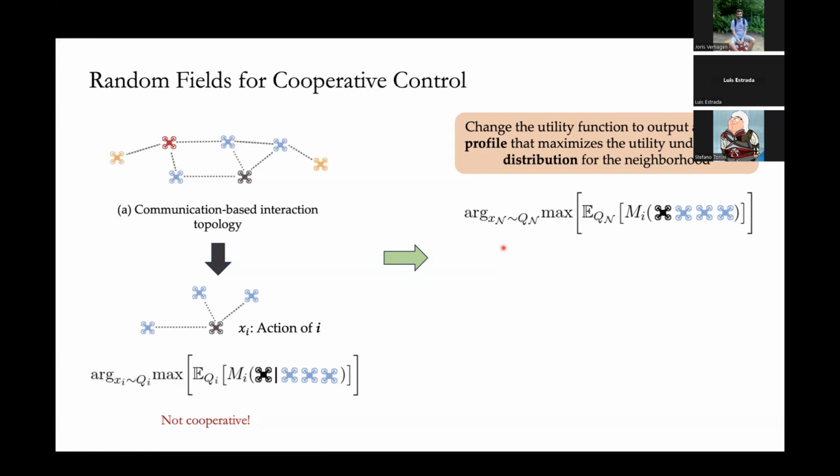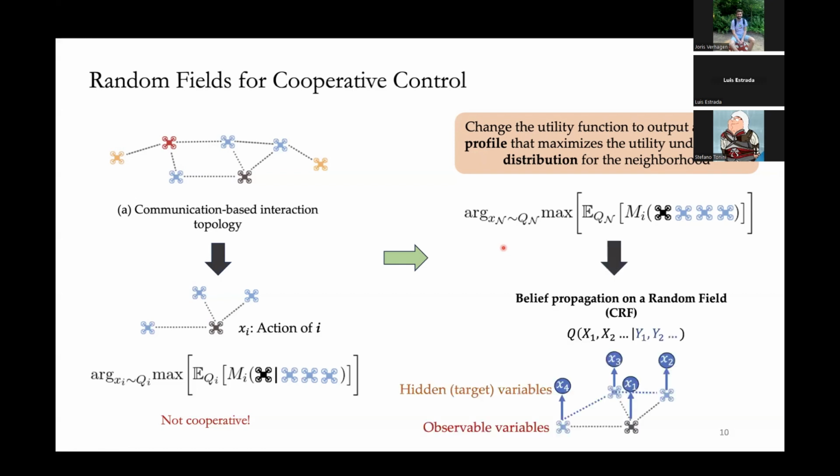So we still have the same perturbation if one robot chooses its action and then it induces perturbation. What we can see is this is similar to belief propagation on a random field. So that was the motivation. We take this original local graph, we call it an interaction hypergraph or coordination graph.